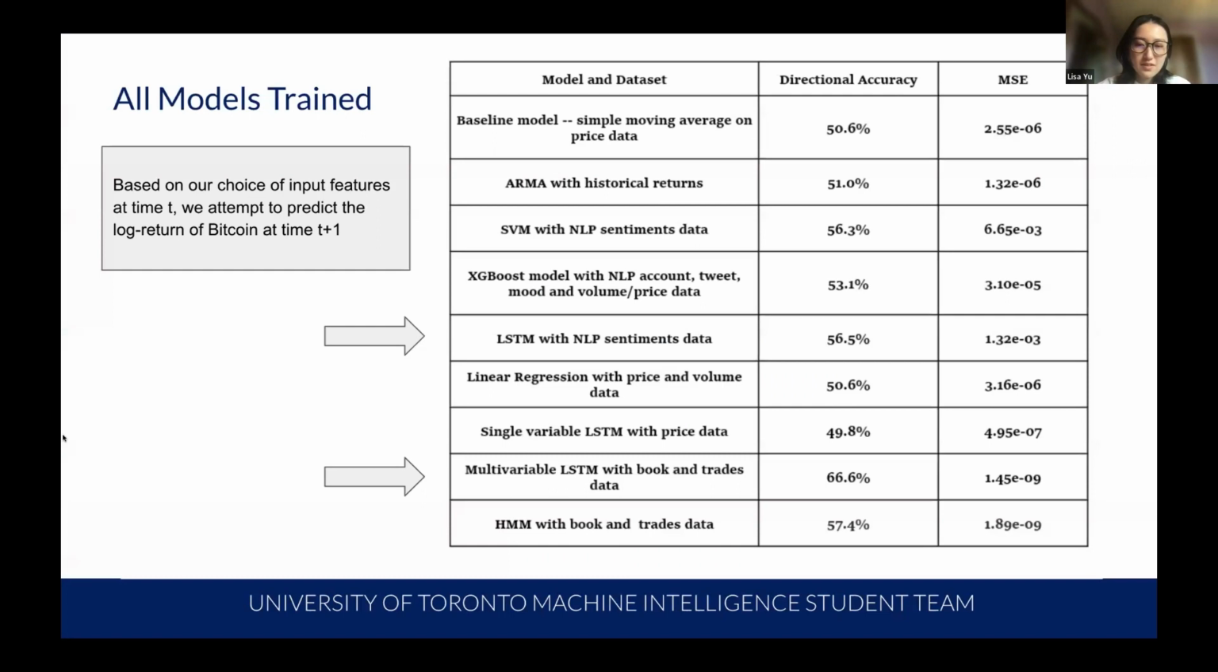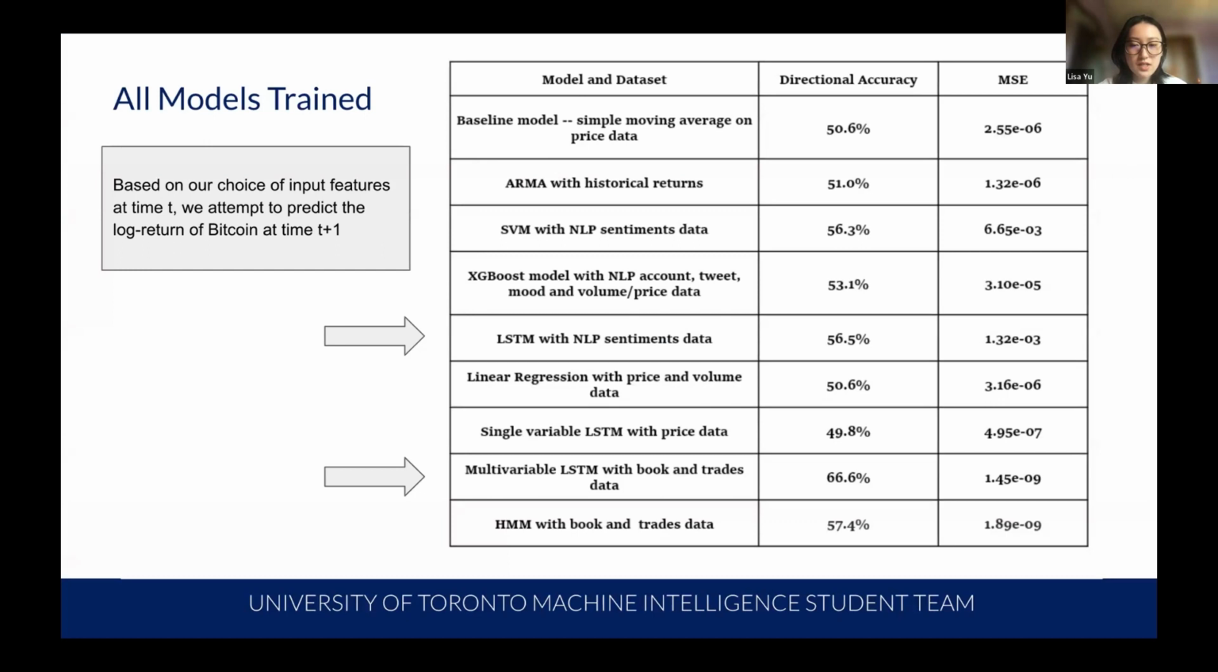Thank you. So we trained 9 models on different sets of features to predict the log return of Bitcoin at time t+1. The baseline model is the simple moving average model, where the next predicted return is basically the average of the previous n values. This gave a directional accuracy of 50.6% and MSE as shown.